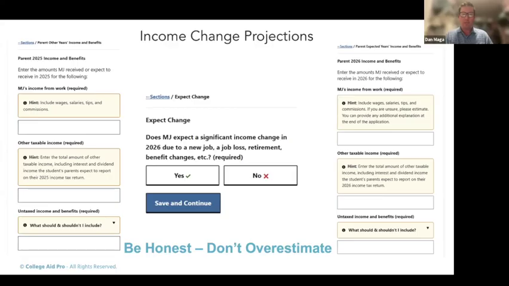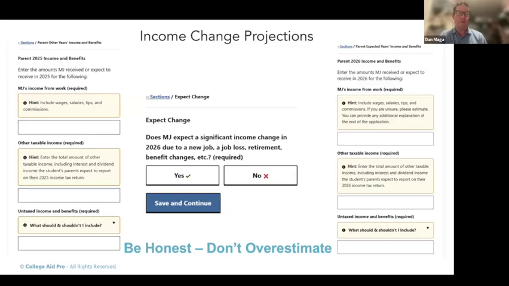And here for income change, you're going to go through basically your whole 24 tax return, and then it's going to ask you to estimate 2025 income. Keep in mind, they're not going to ask to see your 25 tax return until the sophomore year. So if you know you're making more income in 25, you could just put it as the same as 24. They're going to find out eventually, but not until the sophomore year.